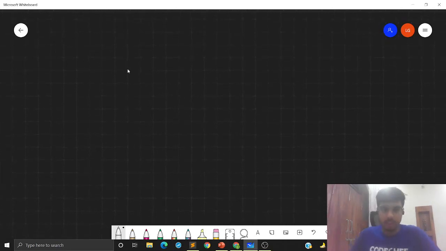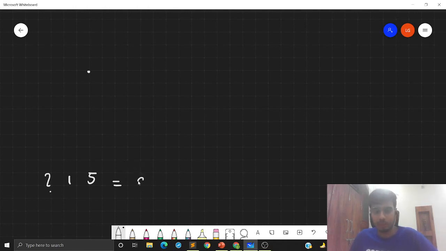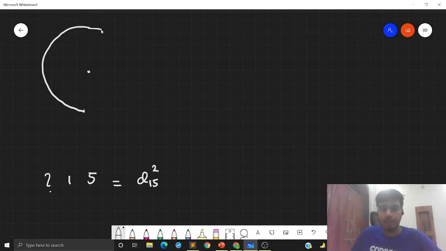What I'm saying is, suppose I have my first point, and I ask the query: what is the distance of the fifth point from the first point? And suppose I got this as the answer. So what does this mean? This means that the fifth point lies on the circle which has d15 as the radius and the first point as the center of the circle.